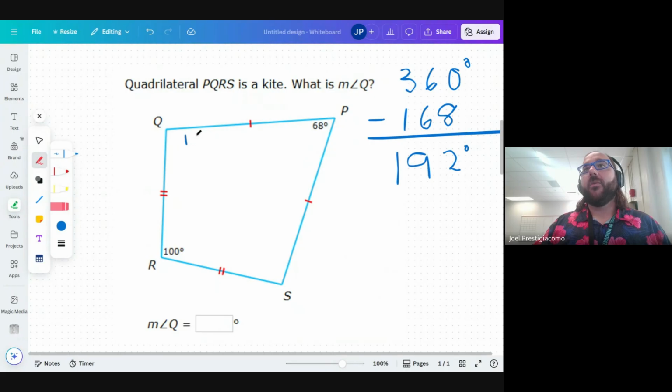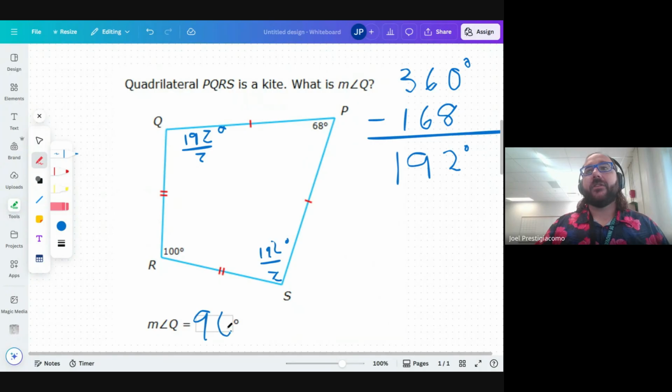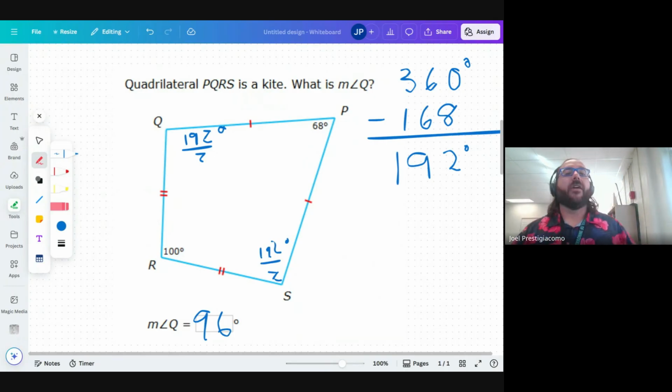So if we do 192 over 2 up here, and 192 over 2 down here, that's the measure. 192 over 2 is going to be 96 degrees. Again, we know that both of those angles need to be the same. Because of that, when we find how much measurement is missing in the problem, we just divide it in half. That's one of those properties of a kite. Because they tell us that it is a kite, that has to be true, and therefore we can solve this problem.